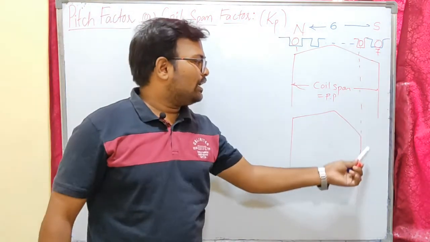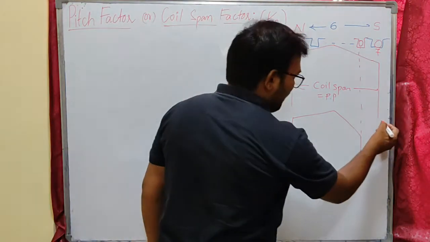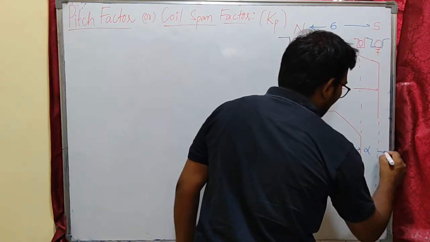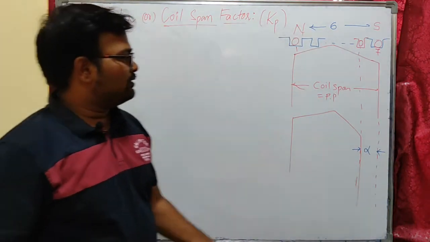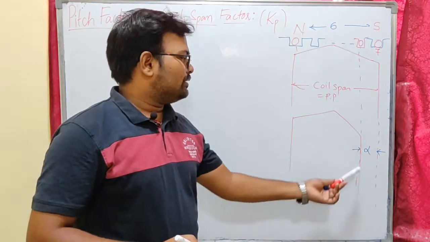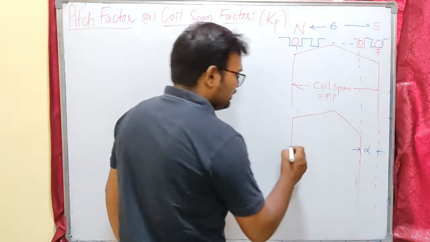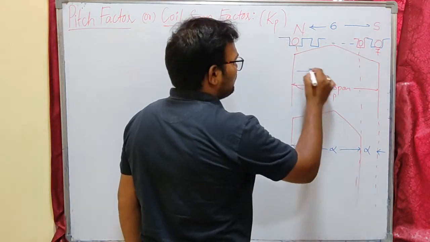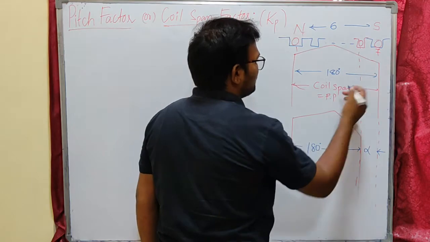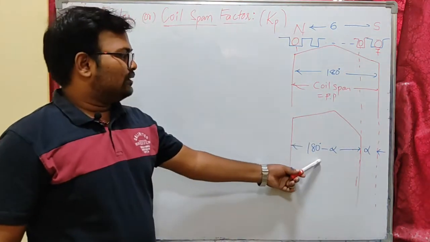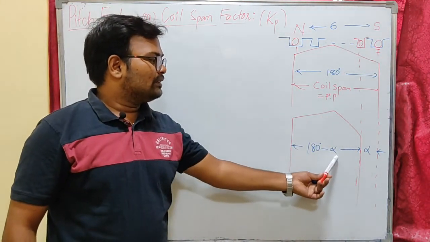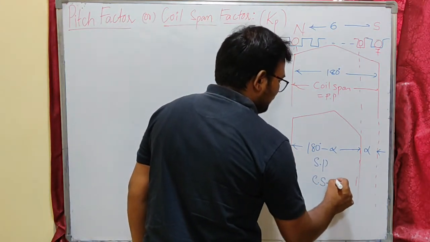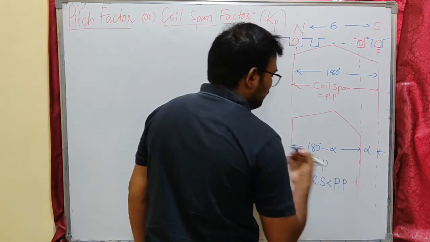Okay, so this is short pitch. Instead of full pitch, I have reduced the pitch, and this reduction in the pitch is called chording angle alpha. I have reduced this much of angle from full pitch, hence I have obtained short pitch winding. So here this will be equal to 180 electrical minus alpha, because the pole pitch is equal to 180 degrees electrical. So our angle will be 180 minus alpha for short pitch winding, where the coil span is less than pole pitch.